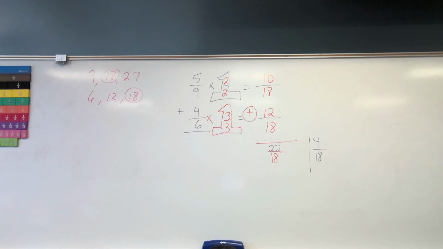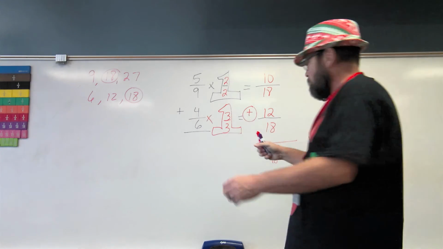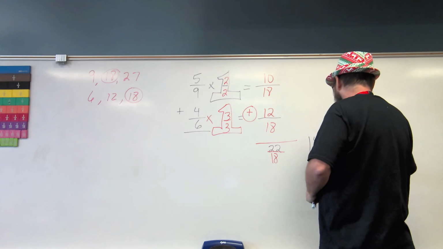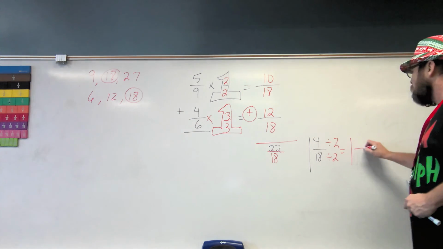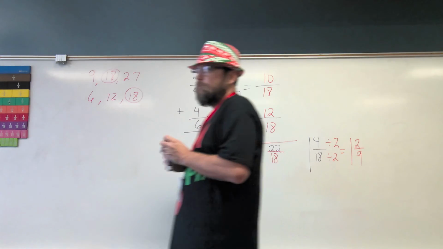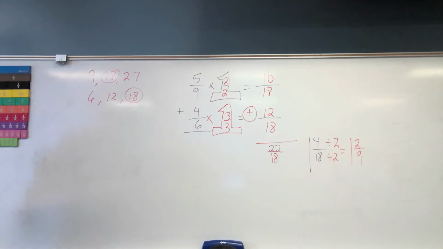But wait, there's more. Can I simplify 4/18 any? By 2. They're both even. So I know since they're both even, I can divide them both by 2. And I'm going to get 1 and 2/9.